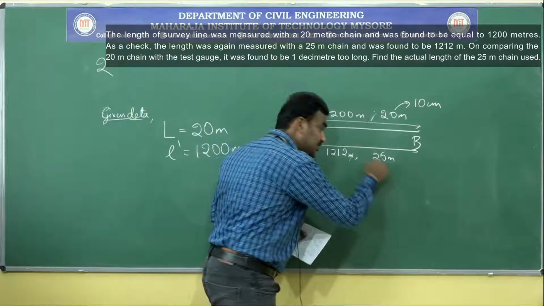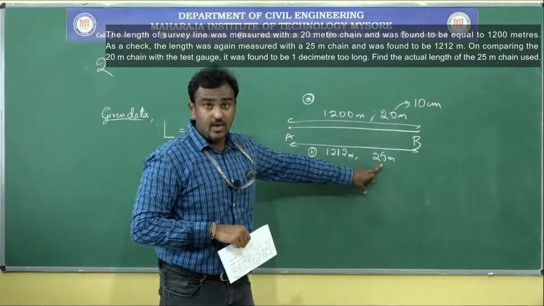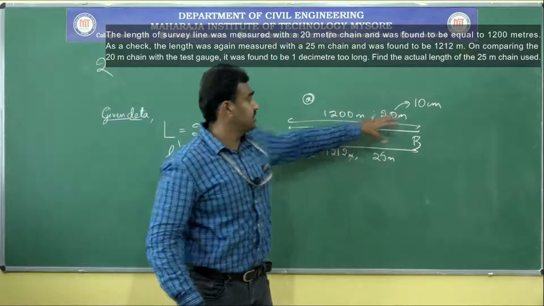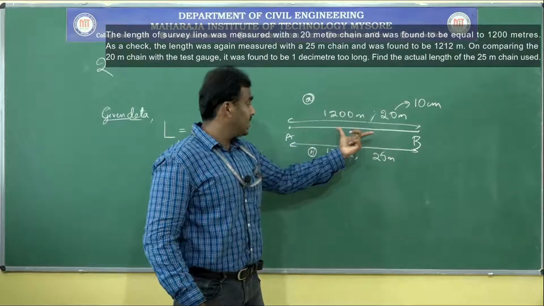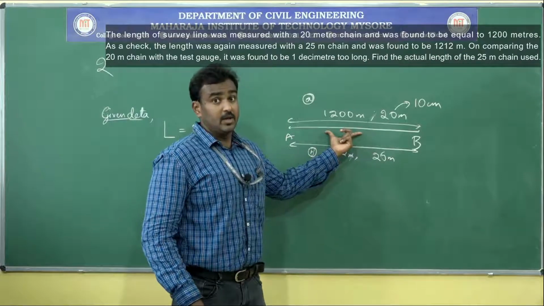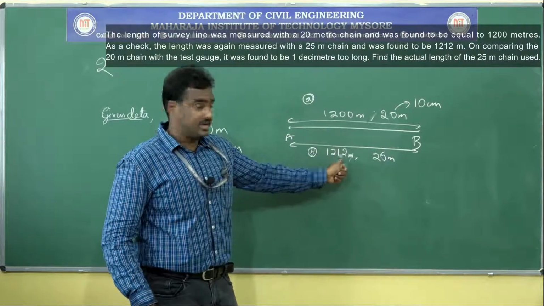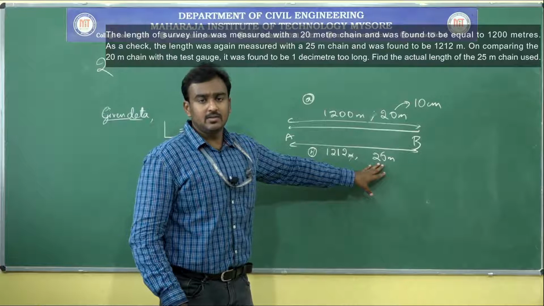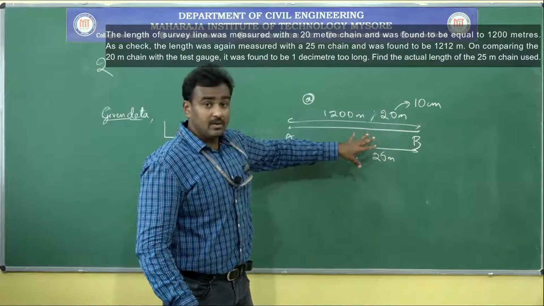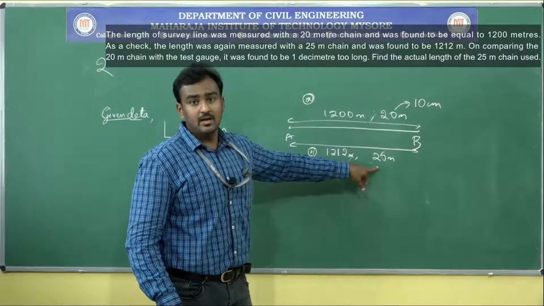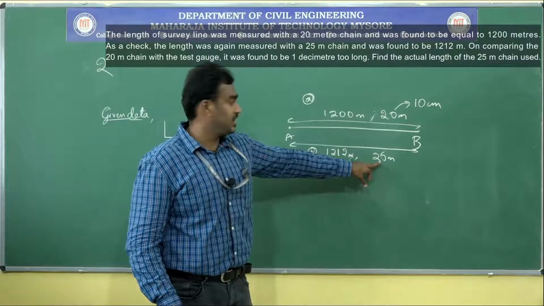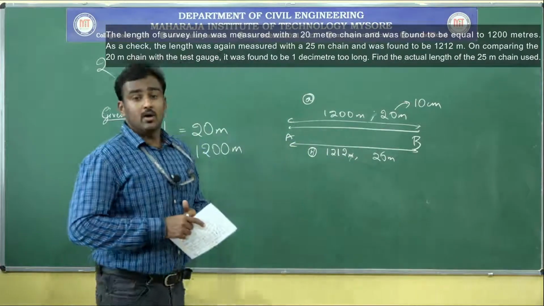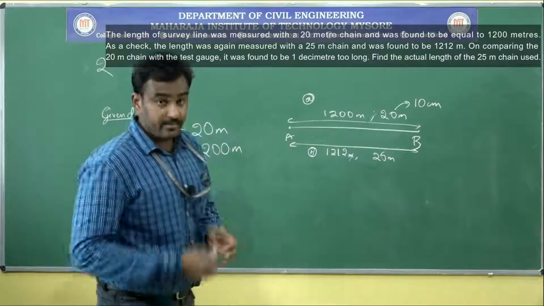It is asking the actual length of the 25 meter chain used, but we don't know whether this chain length is incorrect or not. So using the first set of data, let us find out the actual or true length of the survey line AB. If the true length is equal to 1212 meters, then the 25 meter chain is not incorrect. If the true length is more than or lesser than this, then it is obvious that this chain length is incorrect. Then we need to find out the incorrect chain length or actual chain length. Those are the findings to be done.